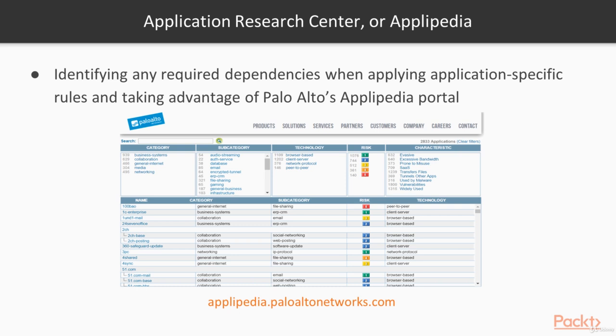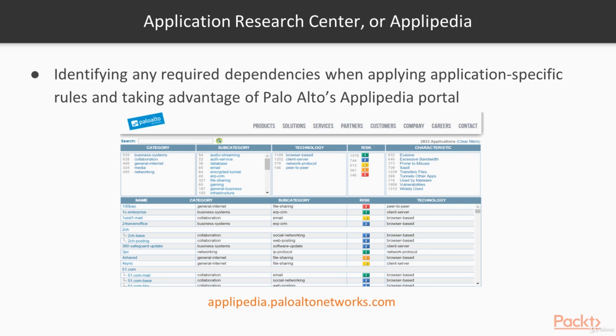configure application groups. If you want to classify or identify traffic on your Palo Alto firewall based on applications, if you want to enforce or deny access to a specific application, it's very likely that you need to add dependencies for a specific application.